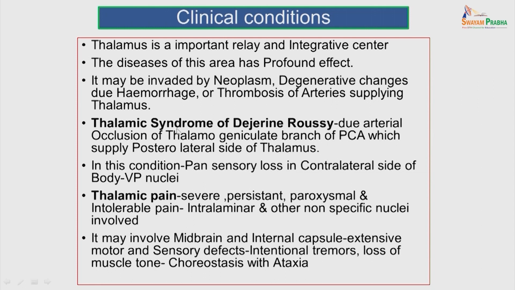The first one is the thalamic syndrome of Dejerine-Roussy. It is due to arterial occlusion of the thalamogeniculate branch of the posterior cerebral artery, which supplies the posterior lateral side of the thalamus. If this arterial occlusion occurs in this region, what clinical symptoms and signs can we expect? There can be sensory loss on the contralateral side of the body because of the involvement of the ventro-posterior nuclei, which is the chief sensory nuclei that receives all the sensory inputs.